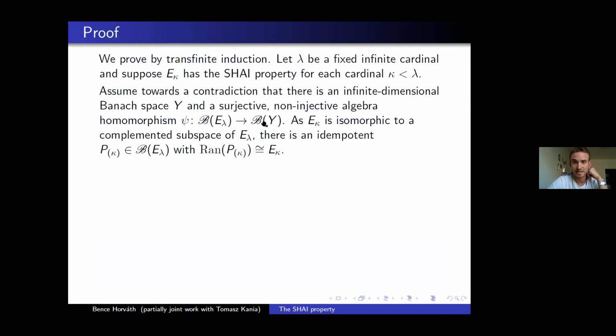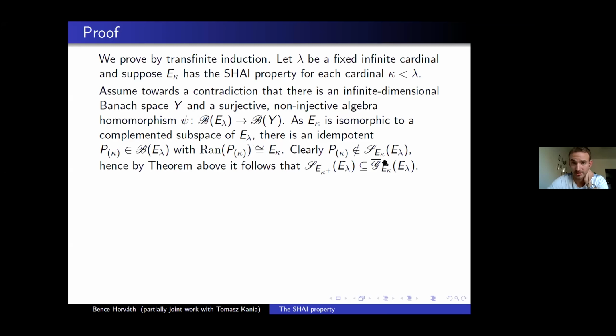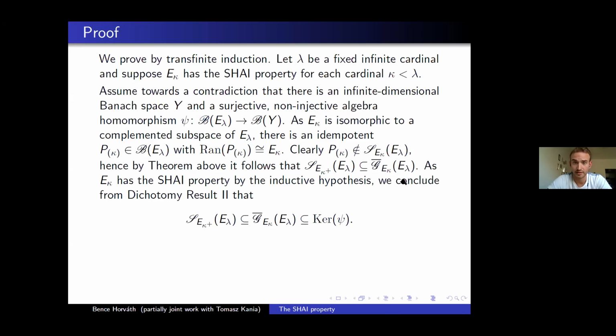So, of course, E kappa is isomorphic to a complemented subspace of E lambda, so take some projection which projects onto it. This will, of course, not be an E kappa singular operator. And therefore, by this theorem I had written above, we know that the E kappa successor singular operators will be contained in a closed two-sided ideal generated by this idempotent, which coincides with this ideal. This was the ideal of operators which approximately factor through E kappa. By the inductive hypothesis, we knew that this has the Psi property.